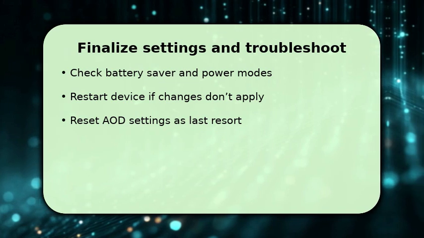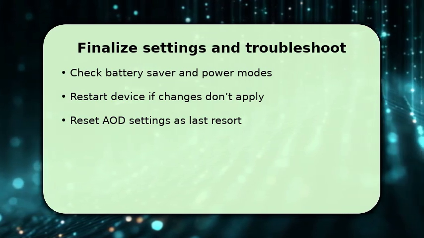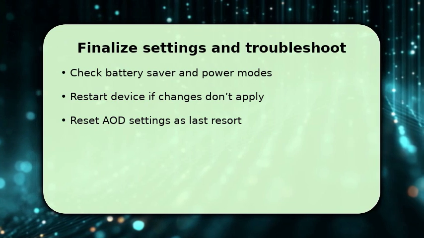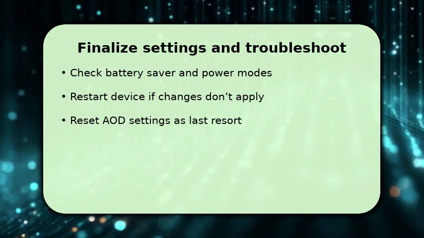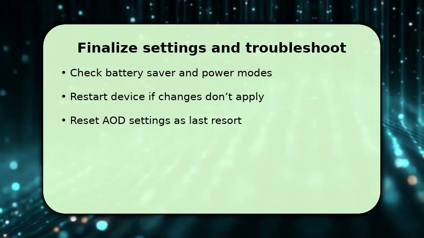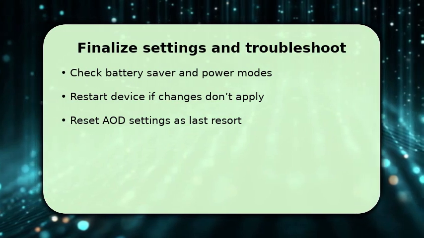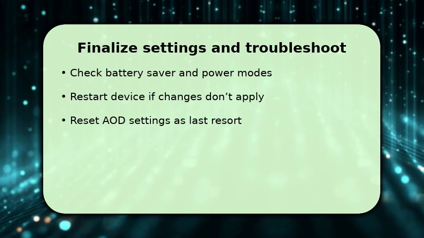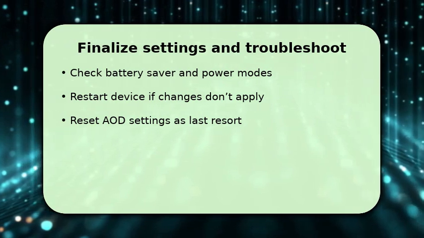If you don't see changes, restart the phone to apply system-level adjustments. If problems persist, reset AOD settings or clear settings cache. That often resolves stuck toggles. One key troubleshooting tip: if brightness still won't change, check for firmware updates.